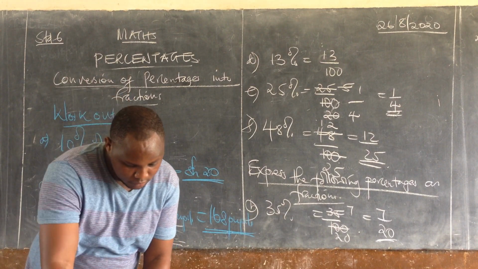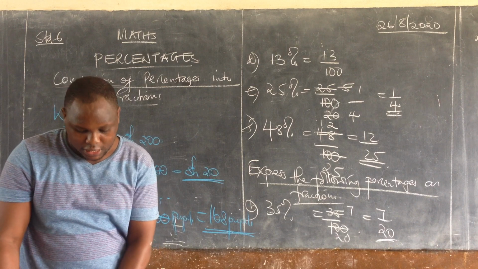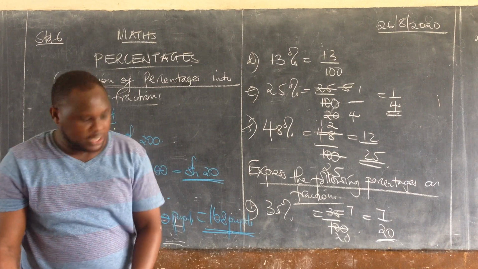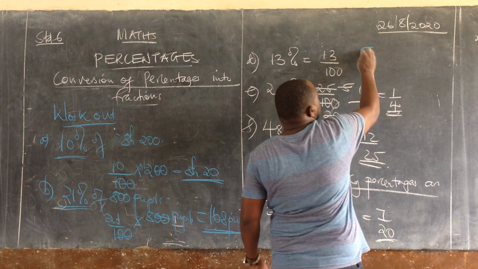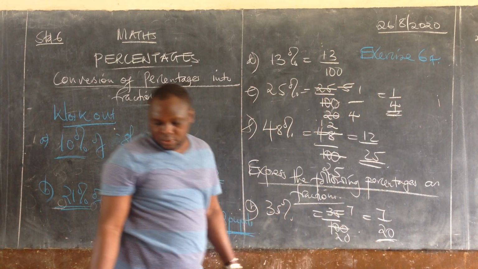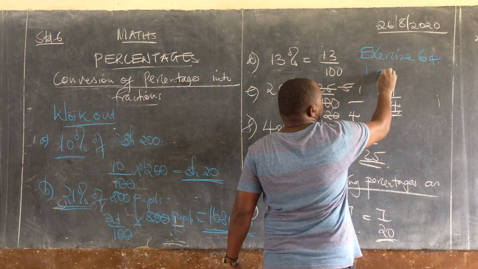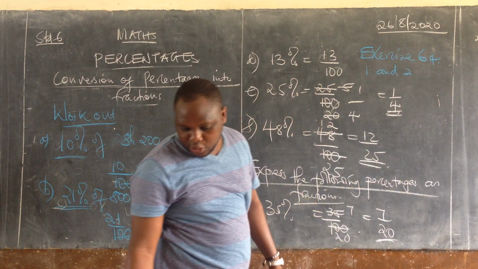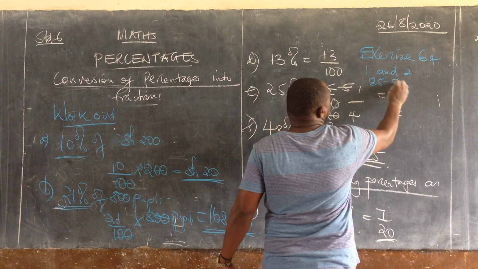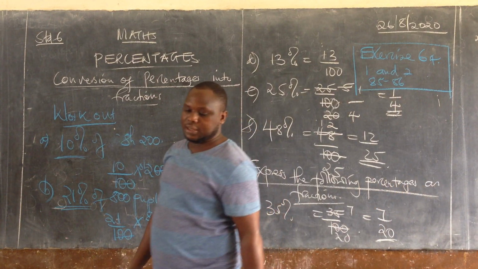So without much wastage of time, I want to give you exercise 64. It's a very, very short exercise. You're going to do questions number 1 and 2, which are found on page 85 and 86. So ensure that you do this work well, following the methods that I've just shown you.